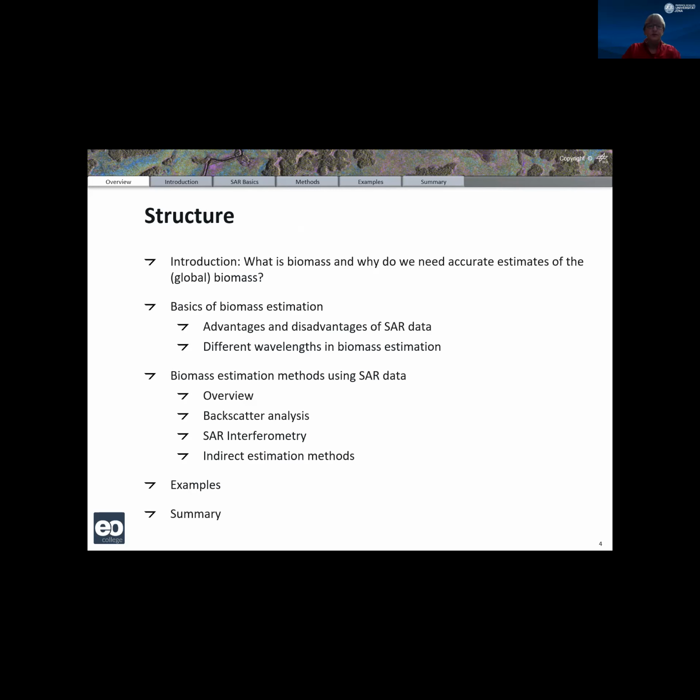So the lecture is structured starting with a definition, what is biomass, so that we all have this common understanding of what we are talking about. Then the basics of biomass estimation and the estimation methods. And then we end with a couple of examples.